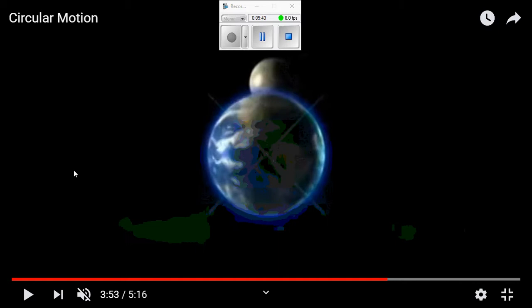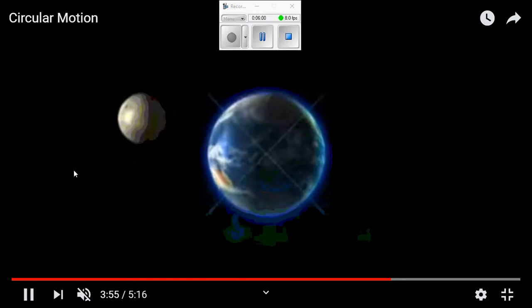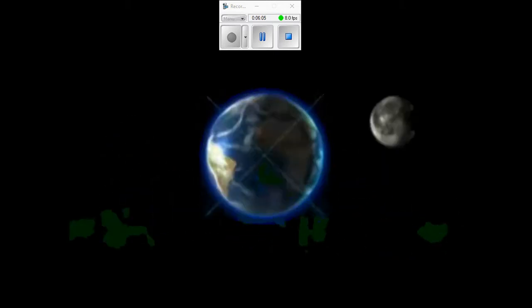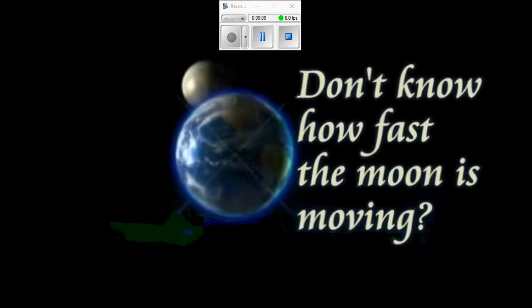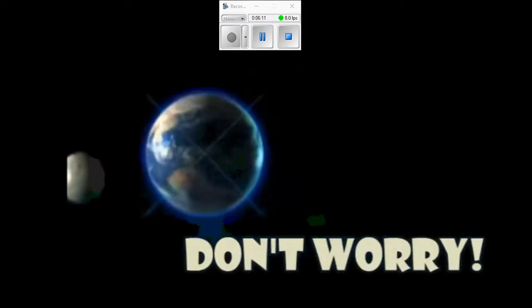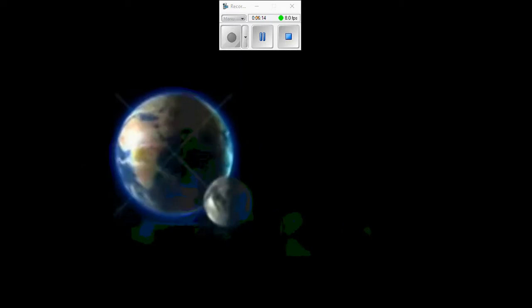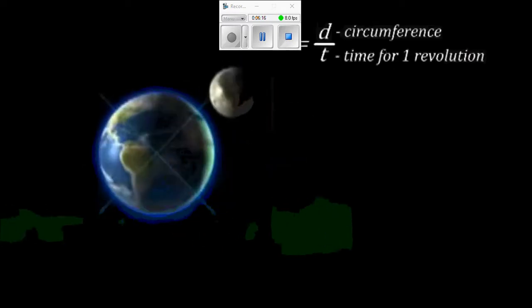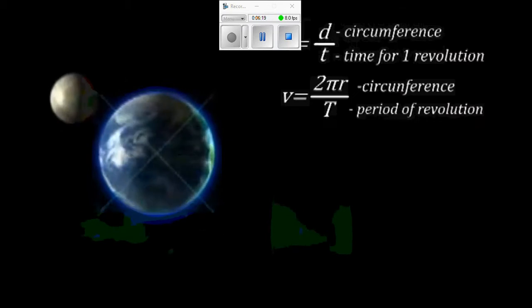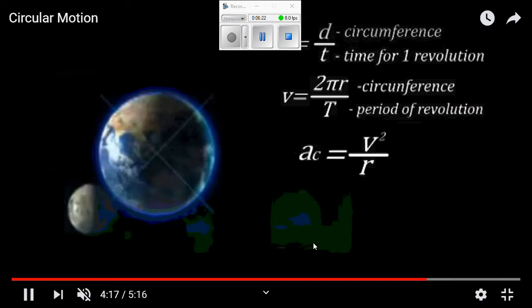What's causing the centripetal force in this example? There is no string attached to the moon going around the Earth. It's obviously gravity. So gravity is causing the centripetal force in this example. That's the moon going around the Earth. Jerky there. Don't know how fast the moon is moving. So this is how we can calculate the velocity of the moon without having to get on the moon with an odometer. Let me pause it there.